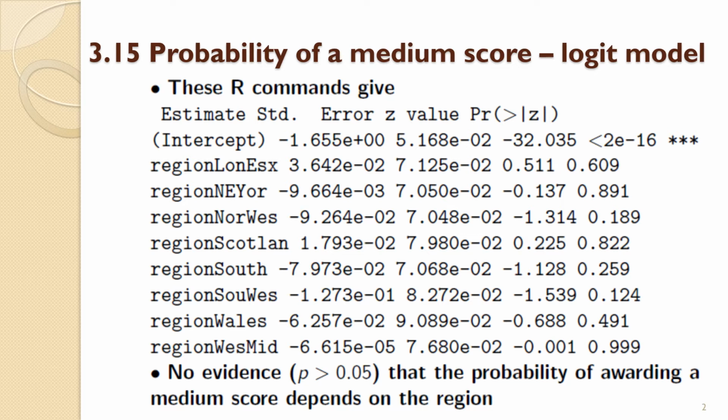So all the information for the system should be in the probability of awarding a high score or low score. There should be no regional effect found in terms of these probabilities of finding a medium score. Okay, so far so good. It looks like we're on the right track.